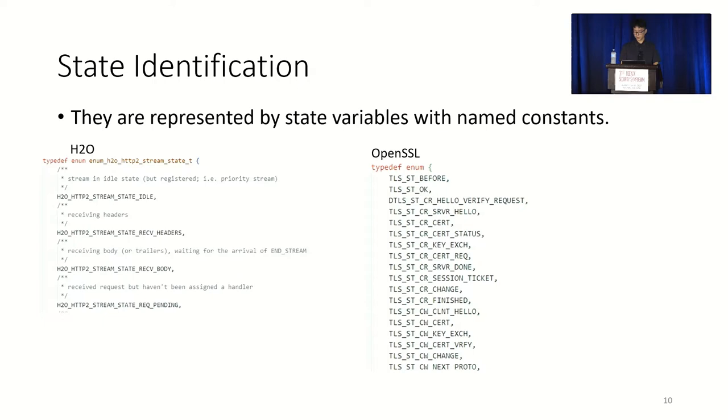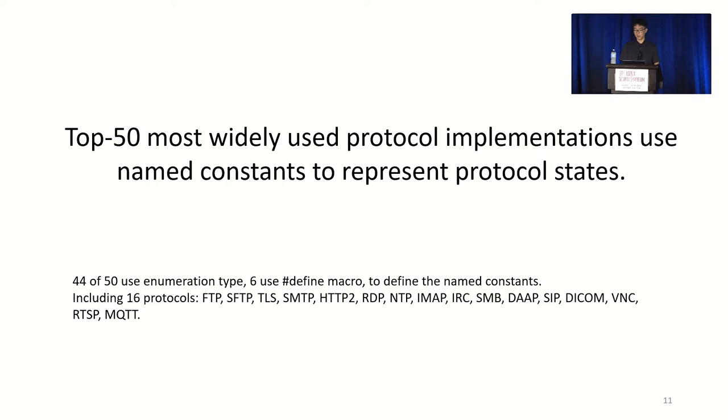Is this observation prevalent? We also investigated the top 50 protocol implementations, including 16 protocols. All of them define the states by named constants. 44 of them use enumeration variables, and 6 use macro definitions.